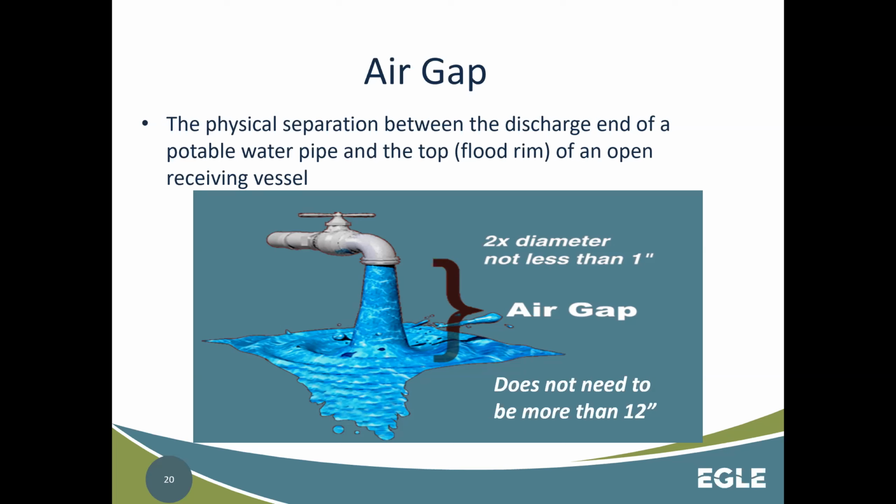So let me ask you real quick. If I have a 3-inch pipe discharging to a basin or something, let's just say a basin, how big should the air gap be? Just ask yourself that real quick. It has to be 2 times the diameter of it. So if it's a 3-inch pipe, that means the air gap needs to be at least 6 inches. Does that make sense? That's the general rule of thumb with an air gap, okay?